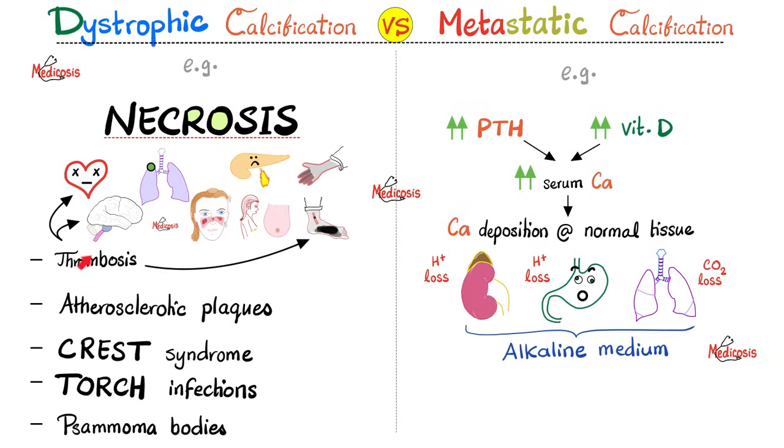What else? Thrombosis, which can definitely cause necrosis. Atherosclerosis, which can lead to necrosis from ischemia. CREST syndrome, what does the C stand for? Calcinosis cutis and high anti-centromere antibodies. The R, Raynaud's phenomenon. The E, esophageal dysmotility. The S, sclerodactyly. And the T is telangiectasia. I've talked about CREST syndrome in detail in my rheumatology playlist.